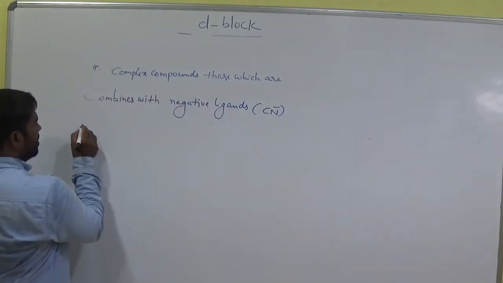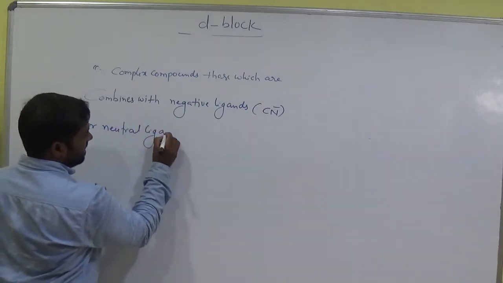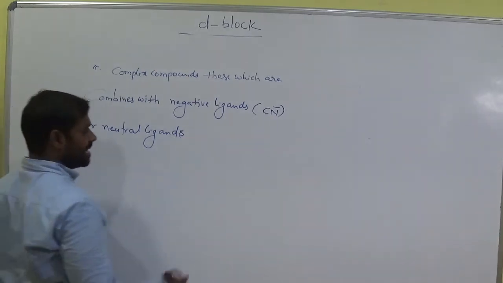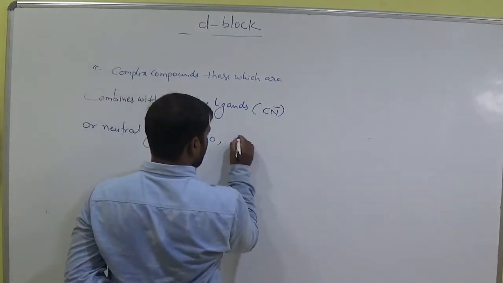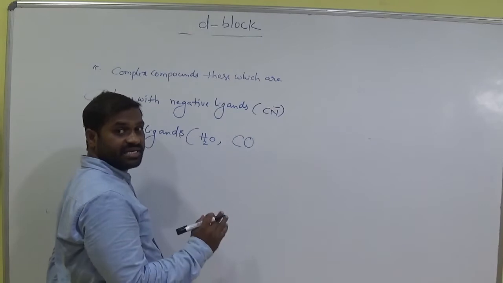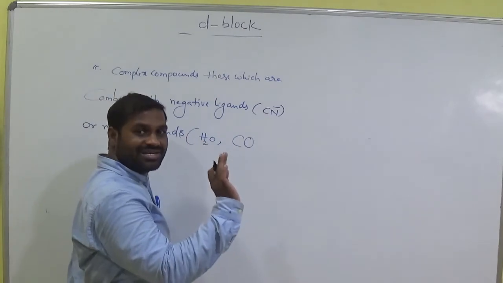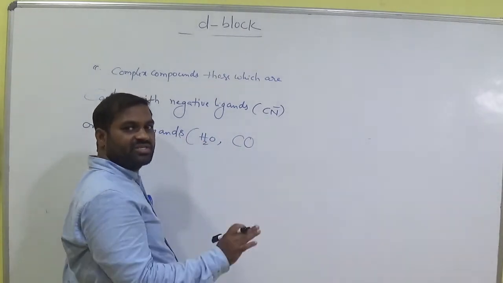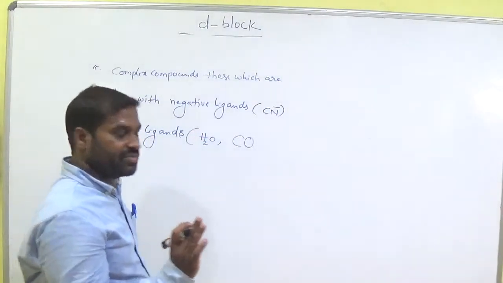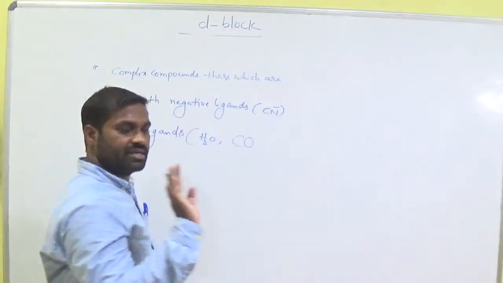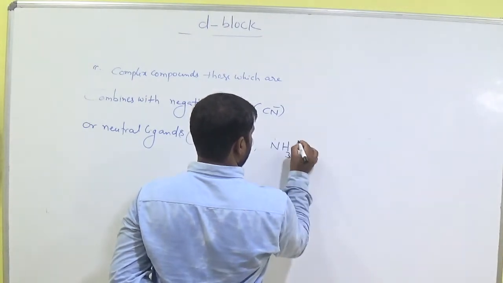Or neutral ligands. For example, water molecule is also a neutral ligand. Okay. And carbon monoxide is also a neutral ligand. We will discuss later what is a neutral ligand. No need here. Simply, transition metals are able to form complex compounds. That is the topic. So now what is a neutral ligand? What is the oxidation state of the central atom? How to give names to this complex compound? We have a separate topic. These are just properties of transition metals. You should keep in your mind. And ammonia. These are some of the important neutral ligands.